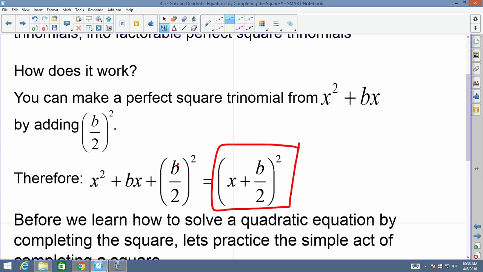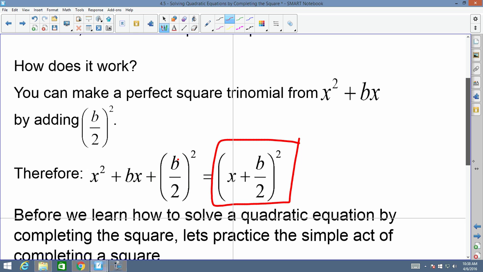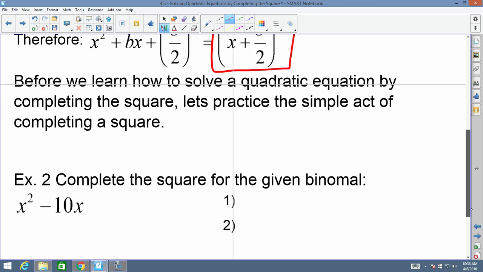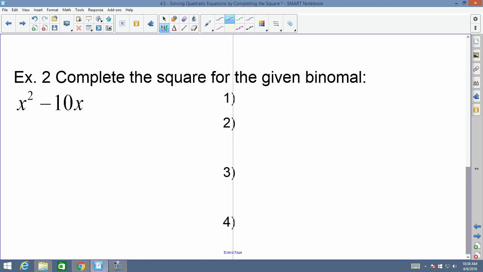Now, before we learn how to solve a quadratic equation by completing the square, let's just practice the simple act of completing a square. Let's first do that, and then I'll show you how to solve using this skill. Number 1, complete the square for the given binomial. I have x squared minus 10x. I know that in order to complete the square, I have to add b over 2 squared.